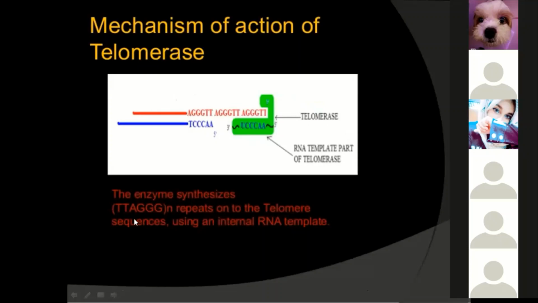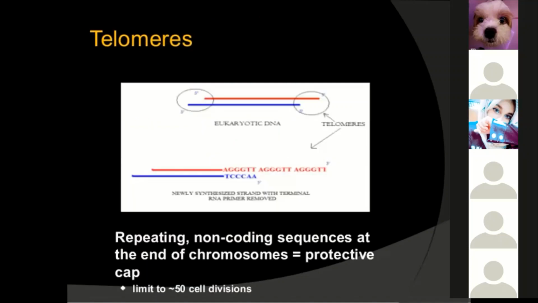The enzyme synthesizes TTAGGG repeats onto the telomere sequences using an internal RNA template. So it uses the internal RNA template here, and this telomerase is responsible for synthesis of these repeats so that the DNA gets protected. Otherwise these ends where there is a gap will be degraded by the action of nucleases. So the telomerase helps a lot in protecting these gaps.